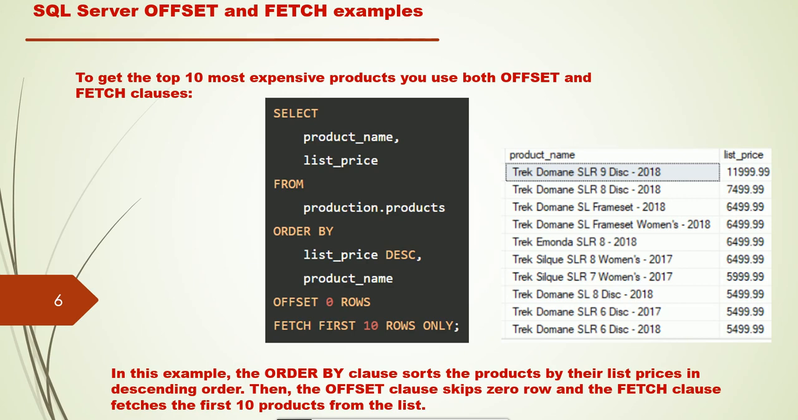In this example, the ORDER BY clause sorts the products by their list price in descending order. Then the OFFSET clause skips 0 rows, and then the FETCH clause fetches the first 10 products from the list. I hope it's clear to everyone. Now we will proceed to the next.